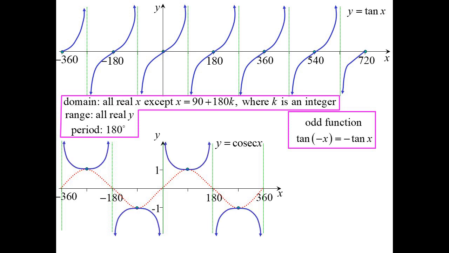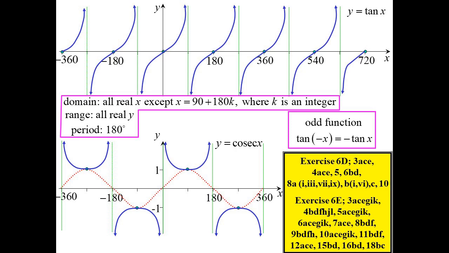We're going to get a series of U-shapes because we've got to bend towards the asymptote. We end up with something like that. There's cosec x. Okay, so 6D and 6E.